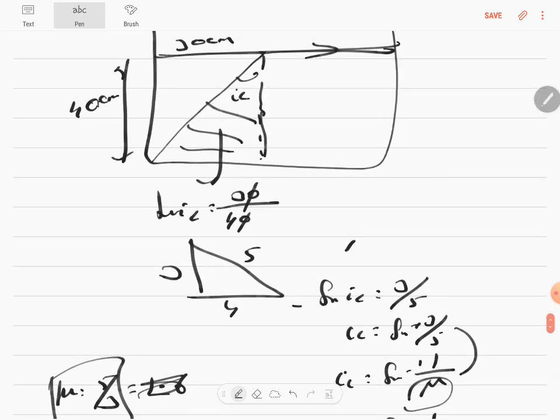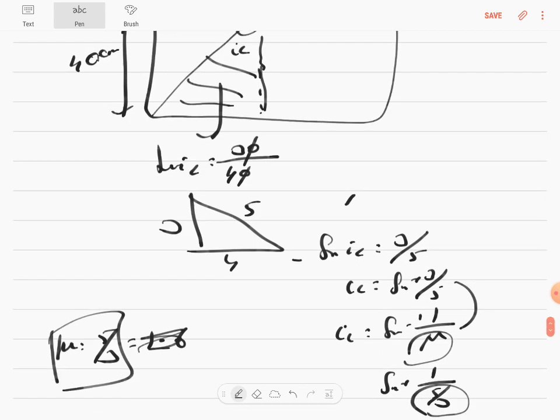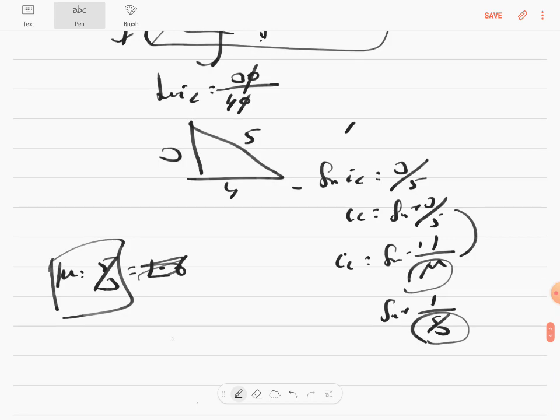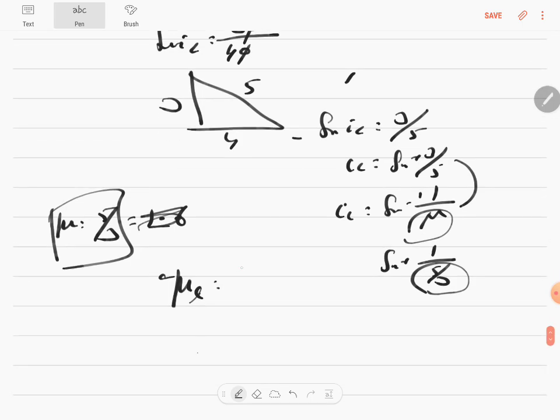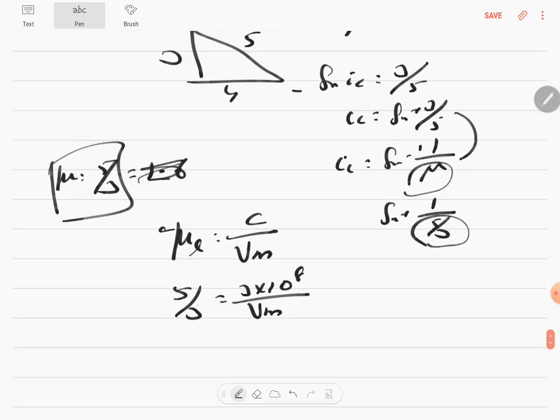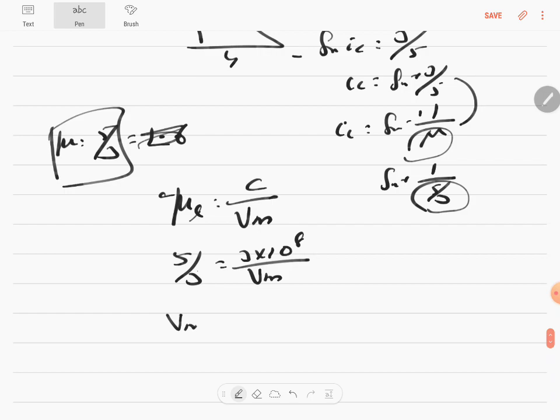But what is the question? Find the speed of light inside the liquid. The refractive index of the liquid with respect to air is nothing but speed of light in vacuum by speed of light in medium. This itself is 5 by 3. This is 3 into 10 to the power 8 by velocity in medium. So then therefore velocity in medium is 9 into 10 to the power 8 by 5. So 5 ones are 5, 8 fives are 40, so 1.8 into 10 to the power 8 meter per second will be the velocity of light in the liquid.